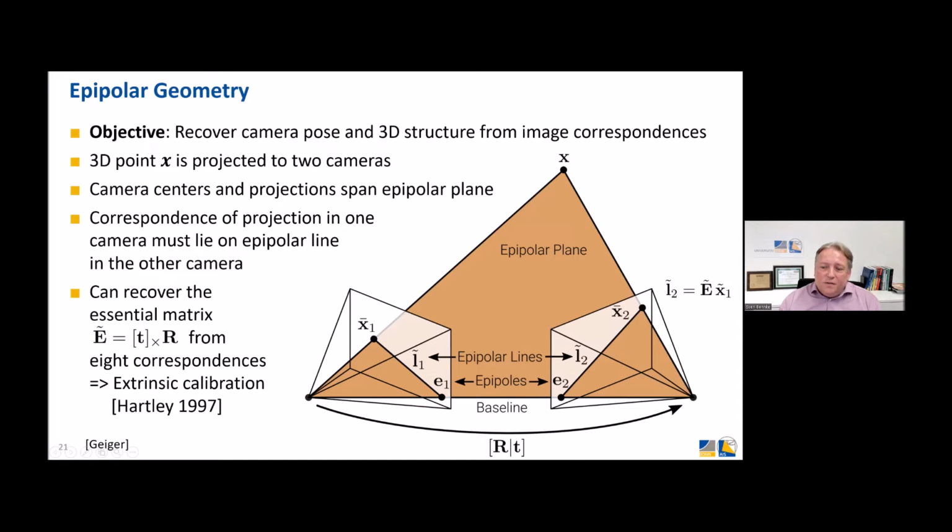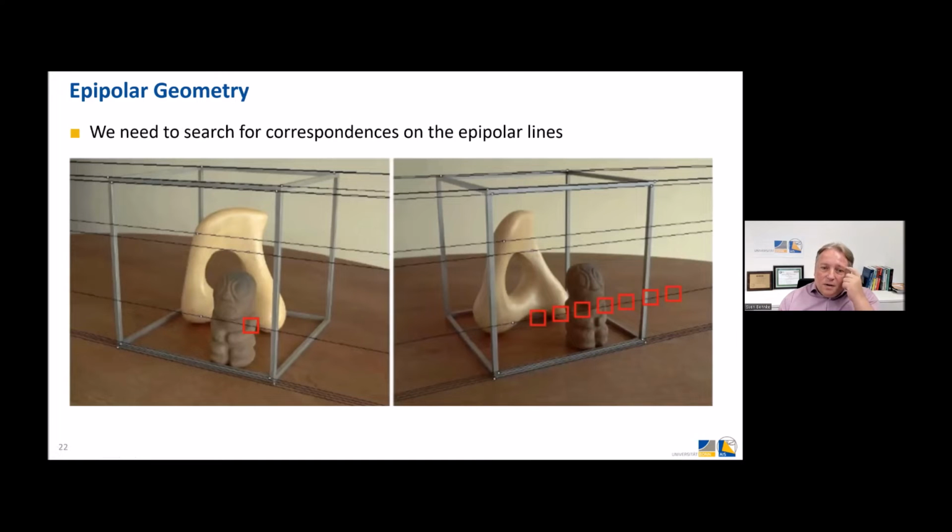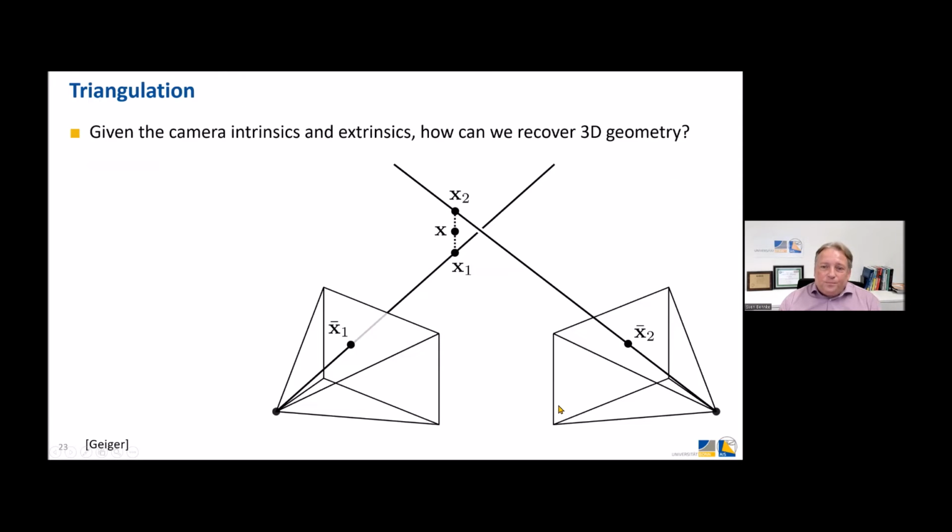So how much are they shifted and rotated? And this is called extrinsic camera calibration. If we have extrinsic camera calibration, then if we have a point in one camera, we can search for corresponding points just along these epipolar lines and not everywhere in the image.